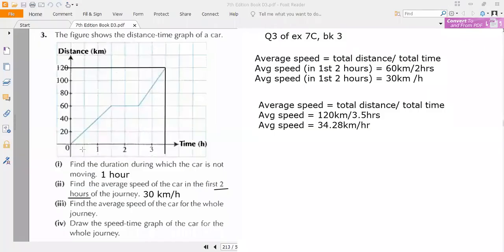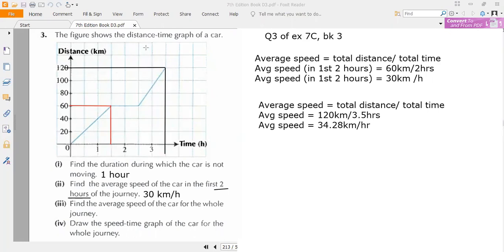First of all, I'm going to find the speed for this part only. In part 2, I found it up to this point, but now I'm going to find it over here, because they are not saying draw the average speed time graph. They are saying draw the speed time graph, so I have to be precise over here.